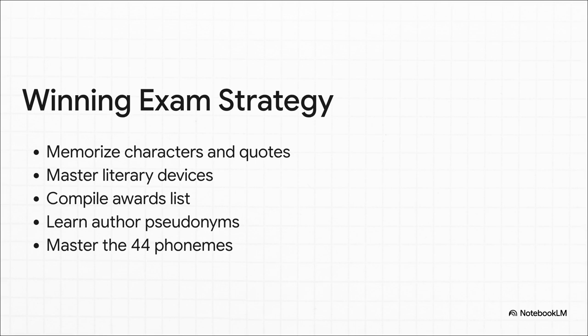4, learn author pseudonyms. The examiners love testing trivia, like the fact that George Eliot was actually Marian Evans. And finally, and seriously listen to me on this, do not skip the 44 phonemes in linguistics. So many students ignore this section, but mastering it is a massive, highly scoring rank booster.